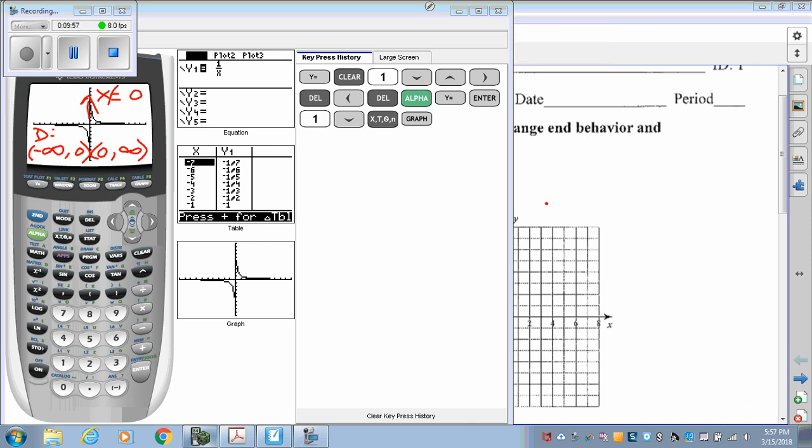As far as the range, looking at the y values, my y's go down forever and then go up forever. But this horizontal asymptote, remember range is the y's. Y's cannot equal 0. So it's all the reals except 0 for the y's. Or again, going from negative infinity to 0 and from 0 to positive infinity, if I'm using the set notation. I should write that here.